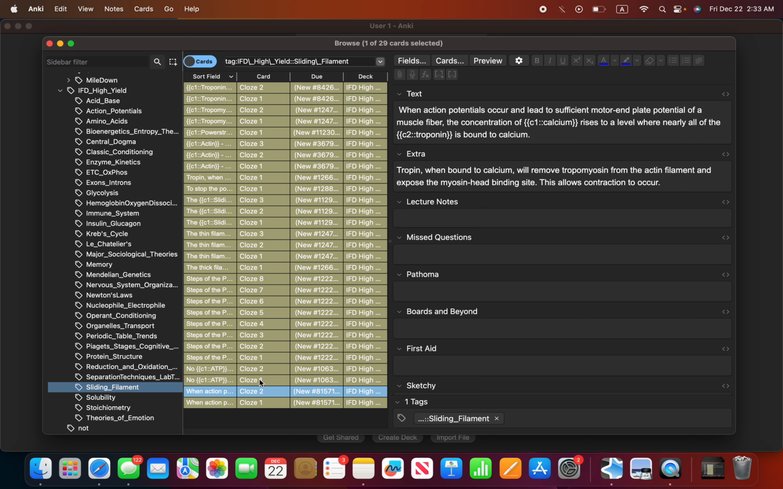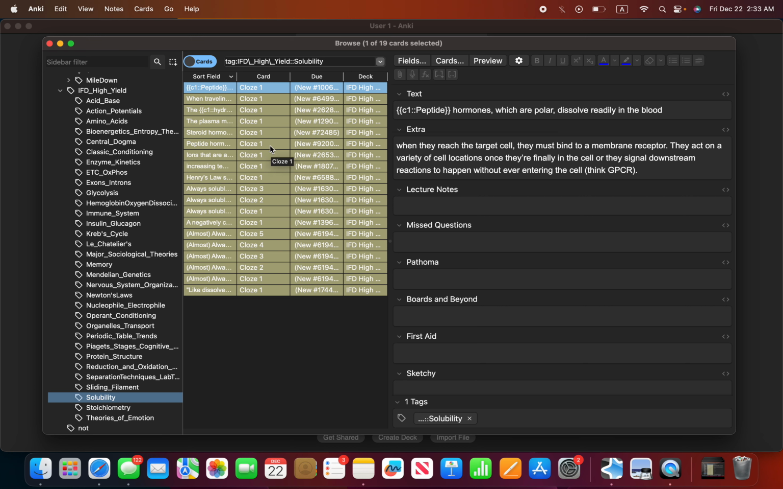Let's do the third last topic, solubility. Which hormones, which are polar, dissolve readily in the blood? The peptide hormones. When they reach the target cell, they must bind a membrane receptor. They act on a variety of cell locations once they're finally in the cell, or they signal downstream reactions to happen without ever entering the cell.